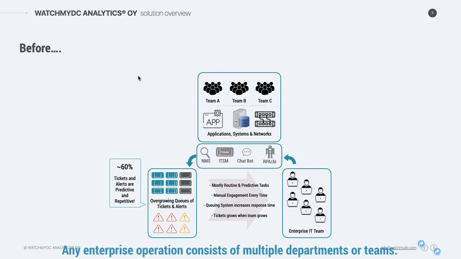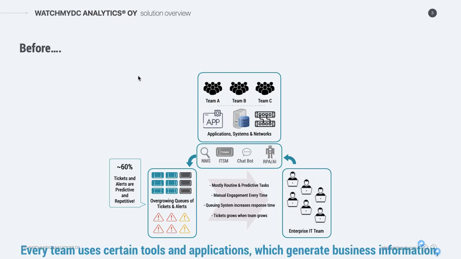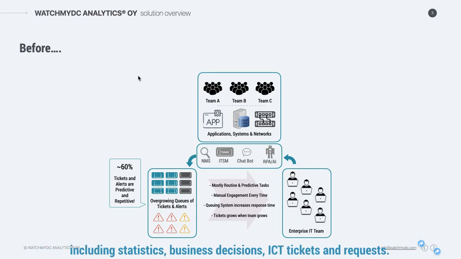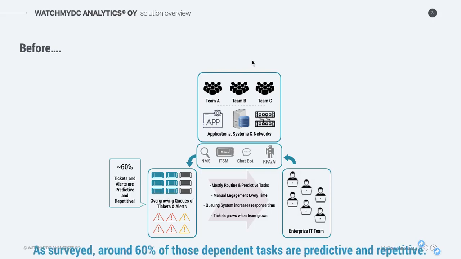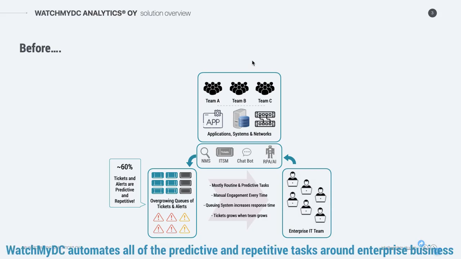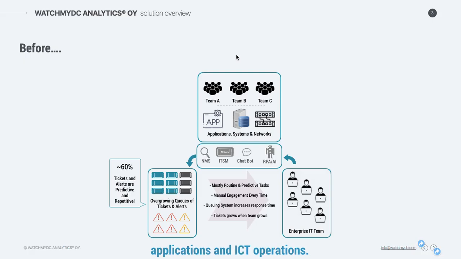Any enterprise operation consists of multiple departments or teams. Every team uses certain tools and applications, which generate business information, including statistics, business decisions, ICT tickets and requests. These teams are dependent on each other for task clearance. Business efficiency depends on the rate of task clearance. As surveyed, around 60% of those dependent tasks are predictive and repetitive. WatchMyDC automates all of the predictive and repetitive tasks around enterprise business applications and ICT operations.